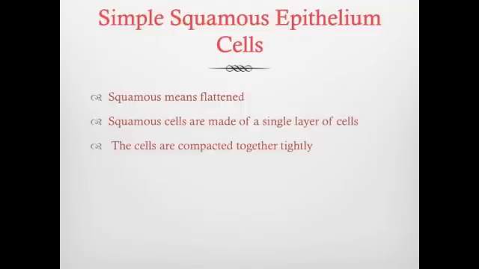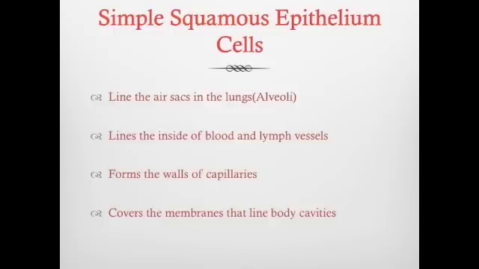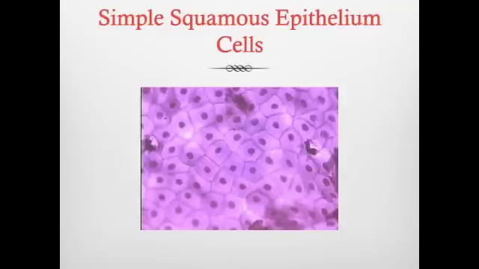Simple squamous cells contain a single layer of tissue that are flattened and squished together. They kind of look like sunny-side-up eggs. Because this tissue is so thin, it is a common site for diffusion. It is also very, very delicate. Simple squamous cells line the air sacs in the lungs, the alveoli, and the inside of blood and lymph vessels. It also forms the walls of capillaries. It also covers the membranes that line body cavities. In the picture, as you can see, the cells are squished together and flattened.